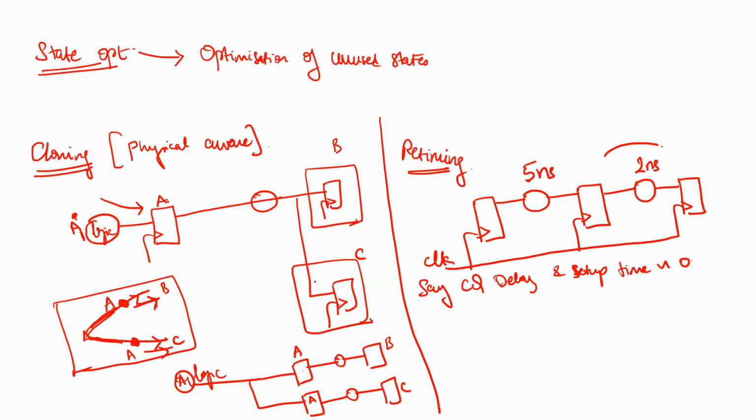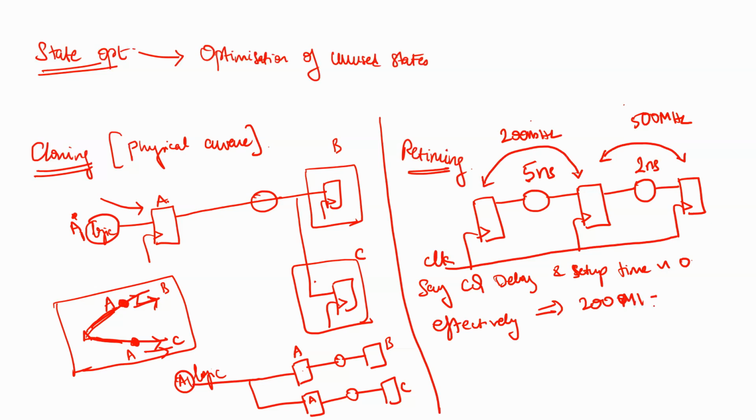Now if I look at this portion of the circuit, you may say that I may clock it as good as 500 megahertz, correct? Because it's having only 2 nanoseconds delay. Whereas this portion of logic, you may say that you can clock it only at 200 megahertz. So effectively, I will be able to clock these two at only 200 megahertz. Correct?